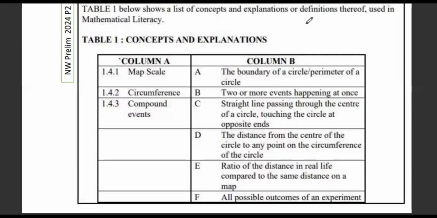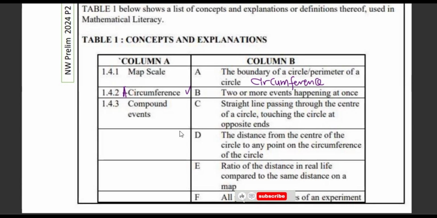All right. The other question is from the Northwest Province. It also appeared in Prelim 2024, paper 2, still for matching. All right, a map scale. These are the terms that you're looking for. Their definitions, as we're saying, a map scale, circumference, compound event. Now, all we have to do, remember, boundary of a circle. This we already said, it's a circumference. We've seen this appear almost in all the questions we've seen. So circumference. So this is A.